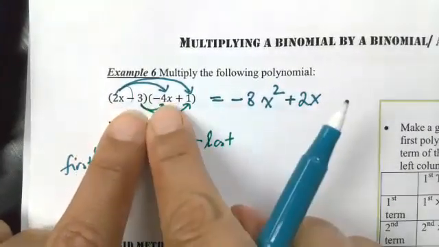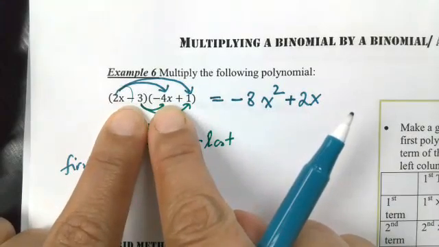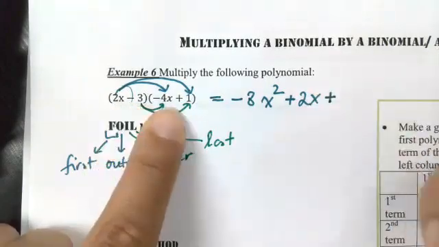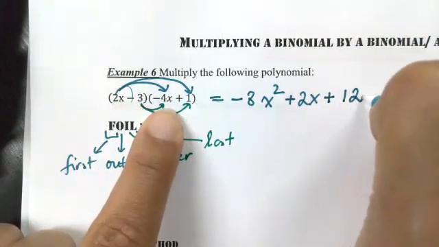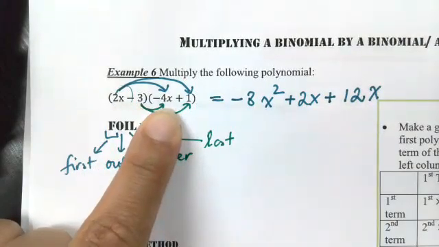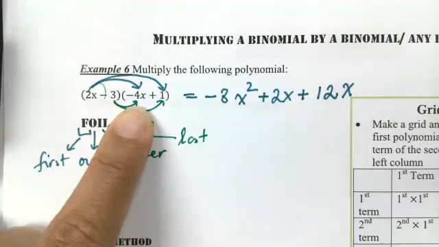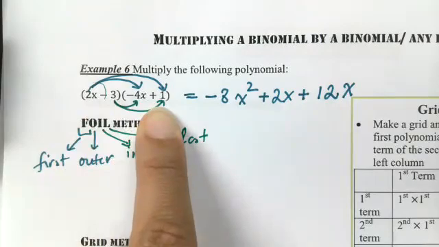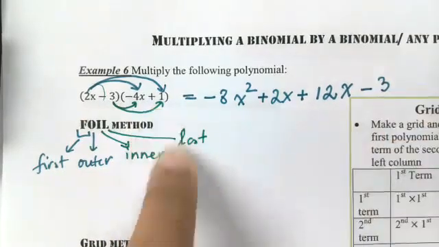And then we have the inner terms, negative 3 times negative 4x. Negative times a negative is positive. 3 times 4 is 12. And then x comes along. And then the last one, negative 3 times positive 1 is negative 3.